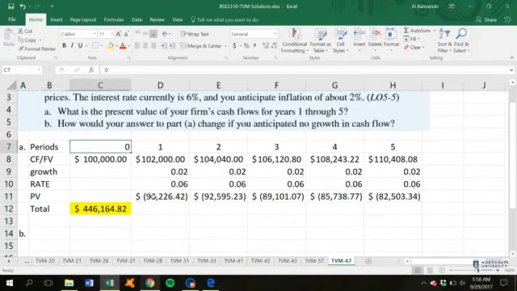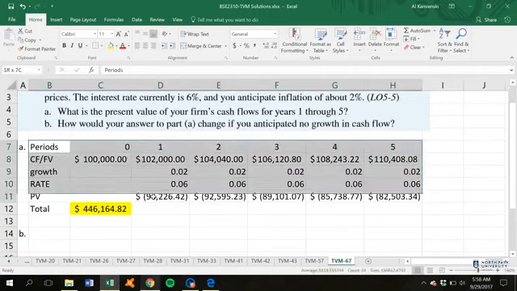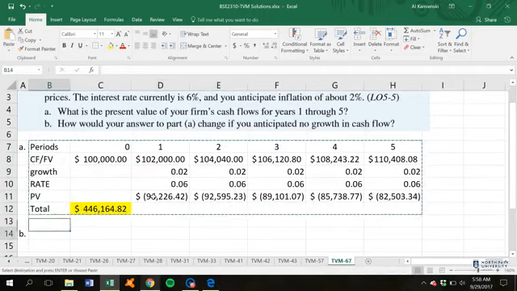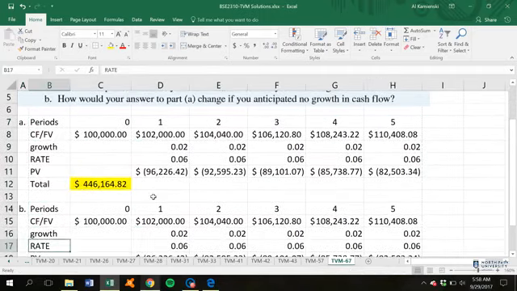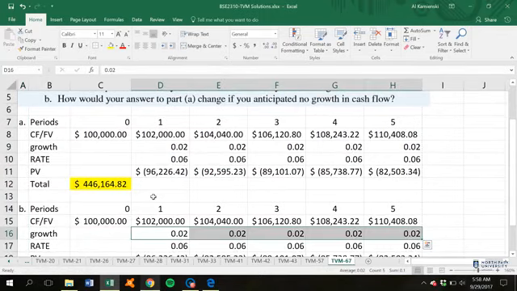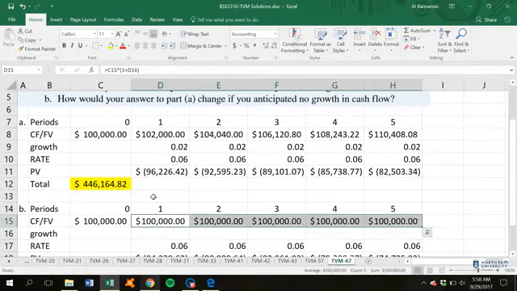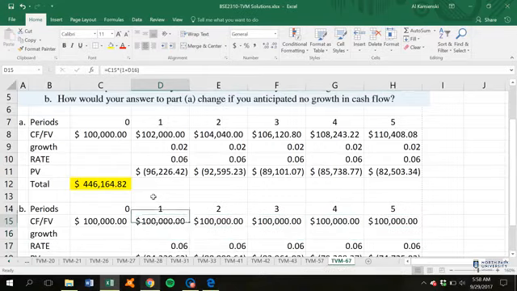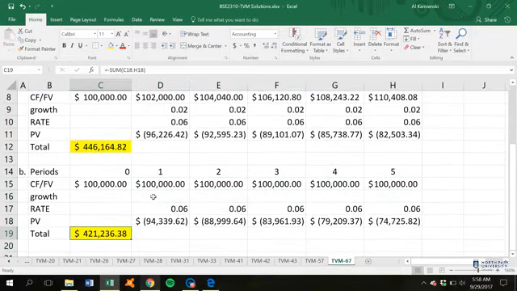Once again, the beautiful power of Excel is once I've got this built, I can copy that and paste it, and all I have to do is say, well, this time there is no actual growth in the cash flows. So now you can see my cash flow stays steady at $100,000 per year, and the total value of my cash flows on a present basis drops from $446,000 down to $421,000.